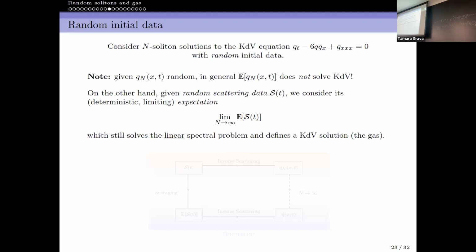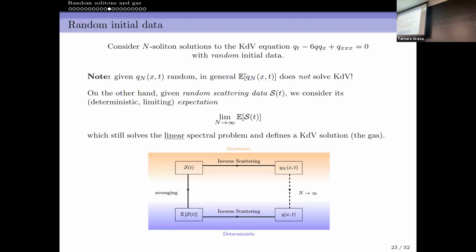And so the idea was, okay, we take a random scattering data. So I'm doing all the randomness at the level of scattering. I know that the expectation of the random scattering data, in the limit where I take an infinite number of solitons, and which I'm going to explain how to get, still solves a linear spectral problem that defines a KdV solution. So you still solve a linear spectral problem.